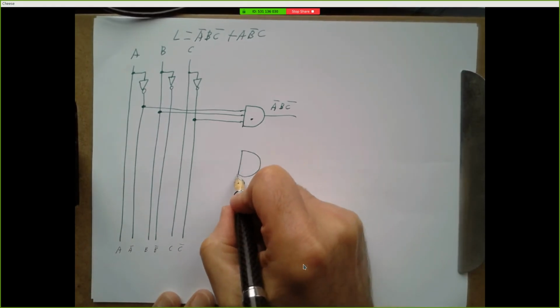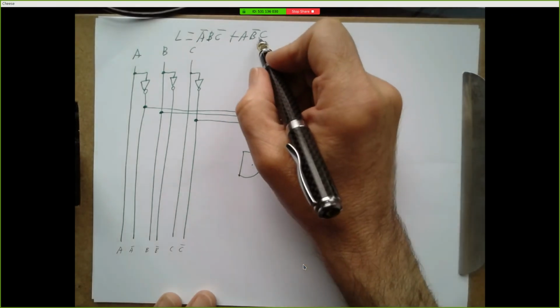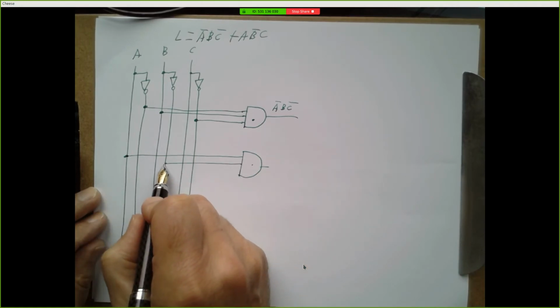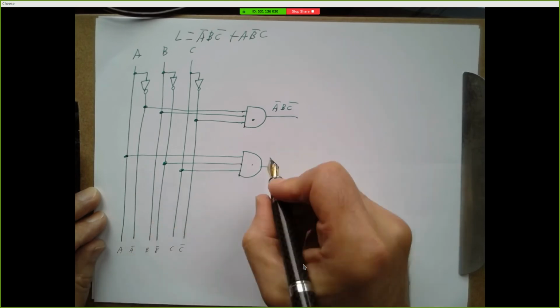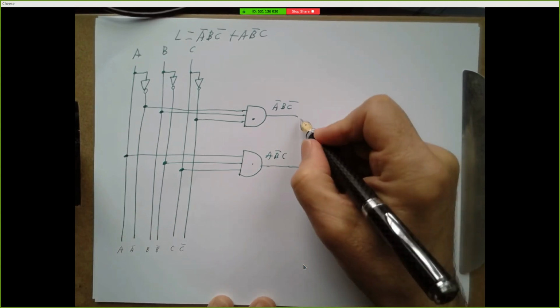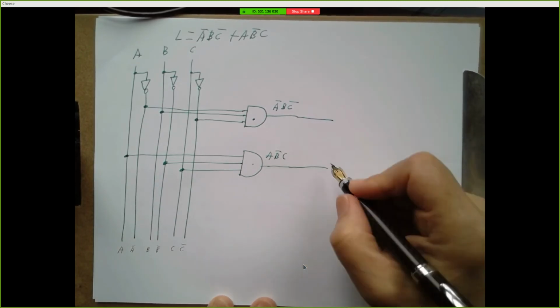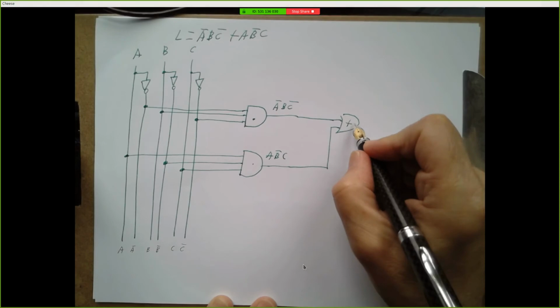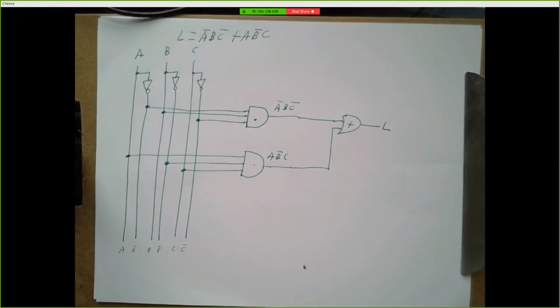And my other AND gate should be generating A, B bar, C, so I'll run one input to A, another input to B bar, another input to C, and this is A, B bar, C. And now I can take these and I can put them into an OR gate, and there's my signal L. And this is a fair bit cleaner, it's easier to follow, and as you're building your circuit, if you want to use a highlighter to trace your wires, this makes it easier to do that.